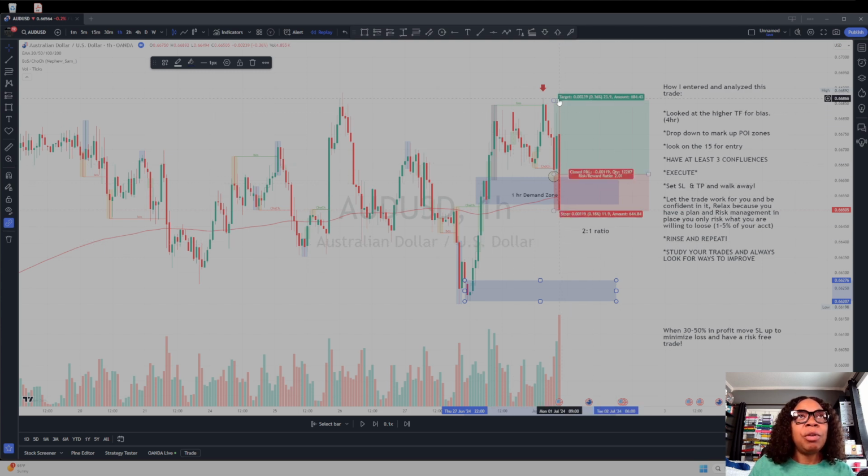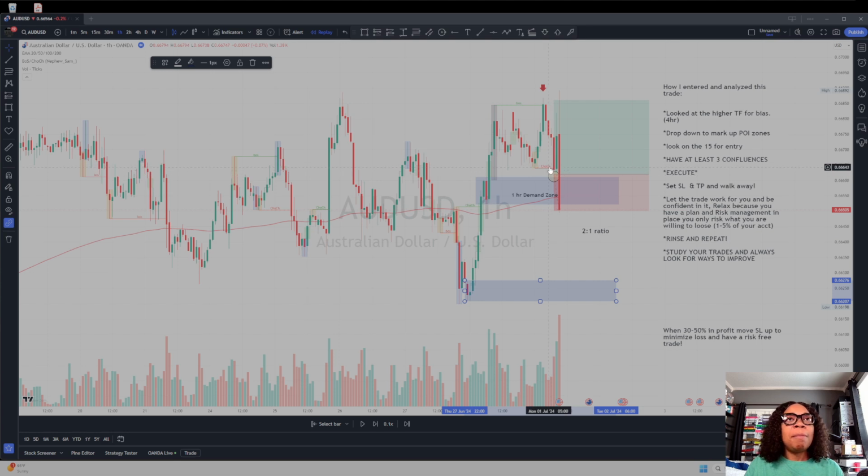So I stayed in during news, and as you can see, it wicked up, and once it hit that take profit, it took me out of the market, and then it wicked straight down. So news can be pretty volatile, so just be careful, and that's why it's important to set your parameters for your trade and be done with it.